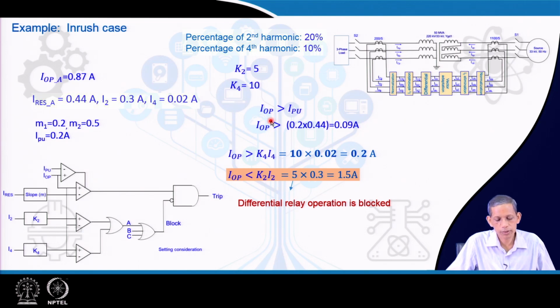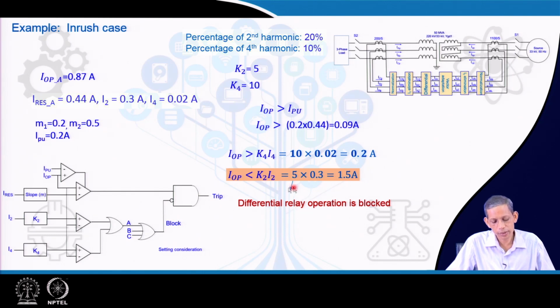And we observe that I operating is greater than IPU, true, that is 0.87 is greater than 0.2. I operating in terms of M1 into 0.44 gives 0.09. The K4 into I4 becomes 10 into 0.02, which is 0.2 ampere, and it is observed that it is less than K2 I2, the second harmonic component. K2 is 5 and I2 we got to be 0.3 ampere, so this becomes equal to 1.5 ampere.